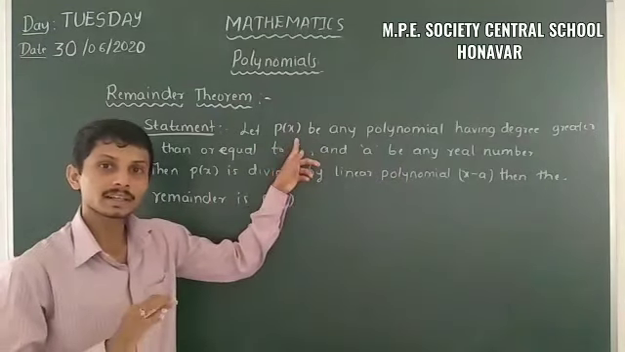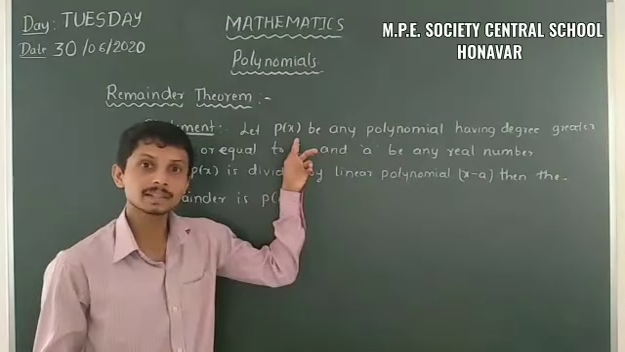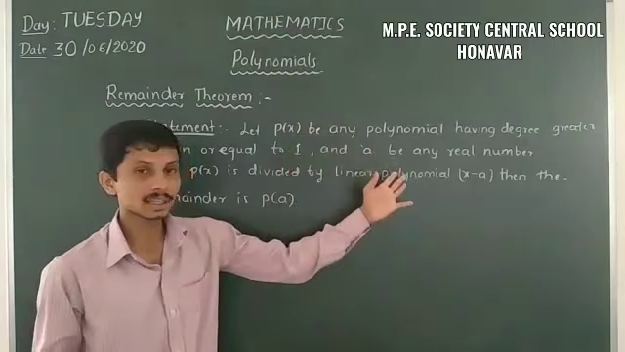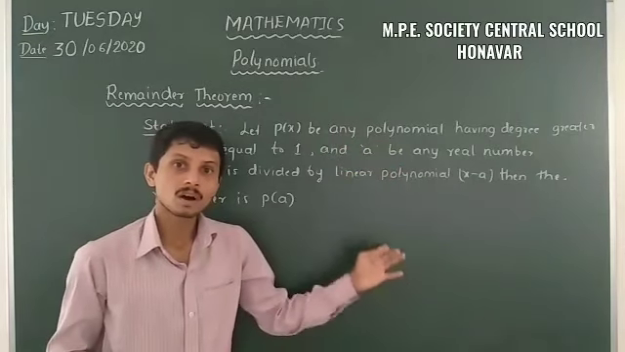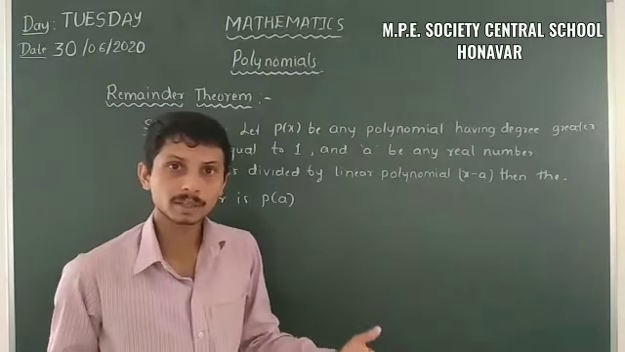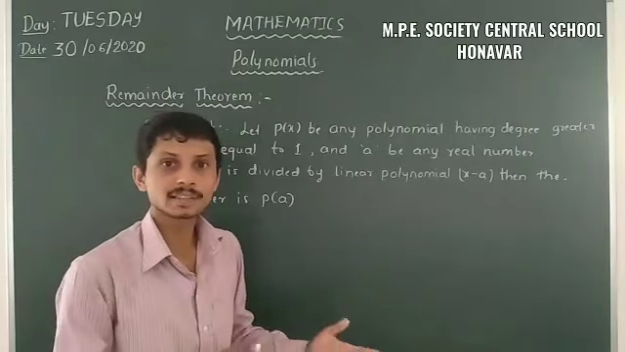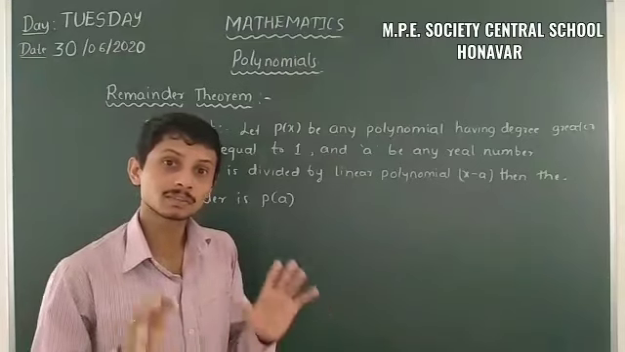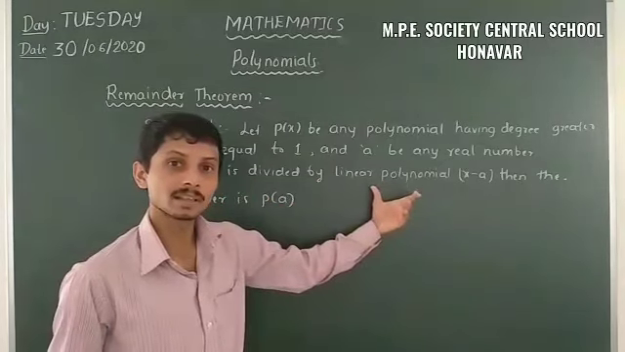So we have some polynomial p of x having degree greater than or equal to 1. Degree means the power of the leading term, the highest power. So p of x is any polynomial whose leading term has a degree greater than or equal to 1. That may be a linear, quadratic or cubic polynomial, so there is a chance. But for the divisor there is no such chance. We must take a linear polynomial.